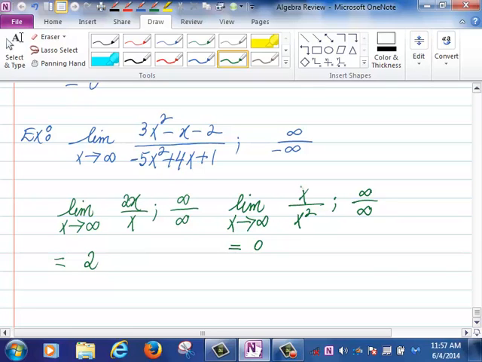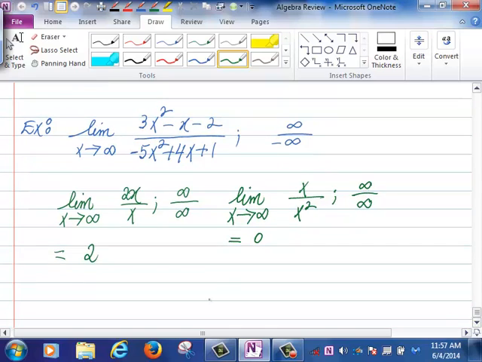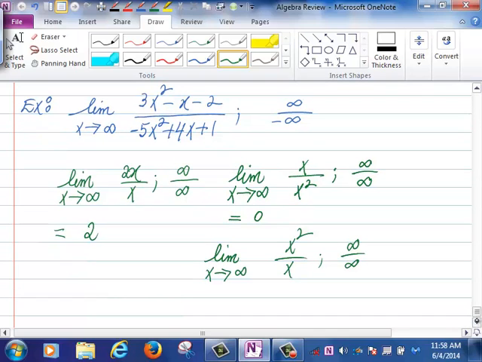Just to give you one more example, let's say I want to know the limit as x going to infinity of x squared divided by x. Again, I have infinity over infinity, but the limit is not 1. x squared divided by x is in fact just x. So as x goes to infinity, x goes to infinity. This time I have infinity.